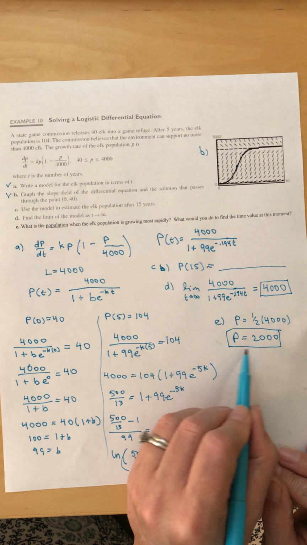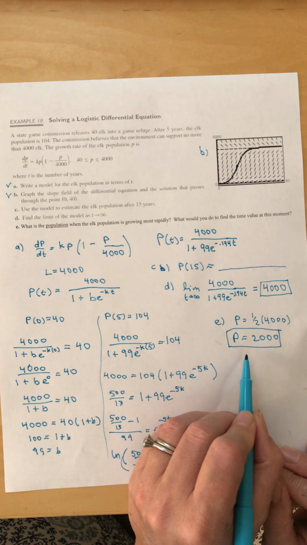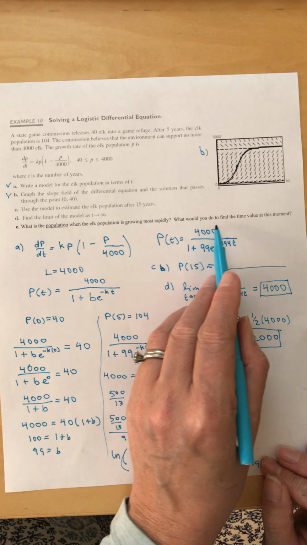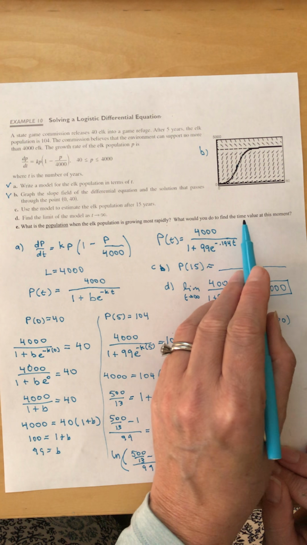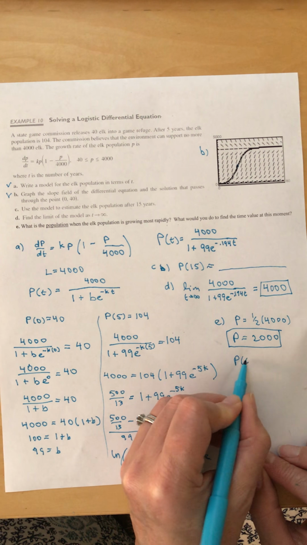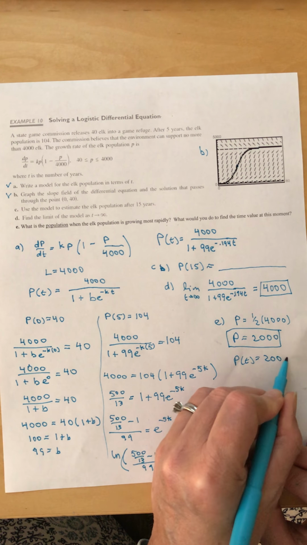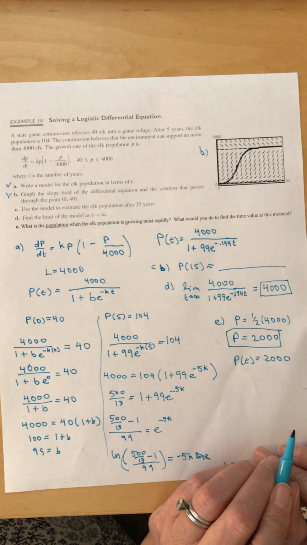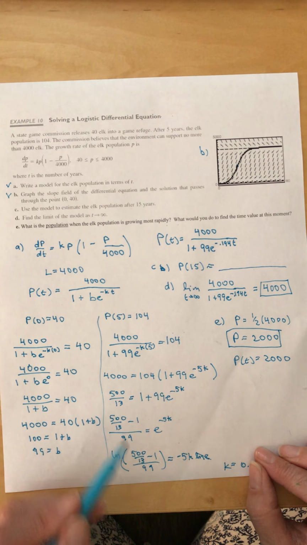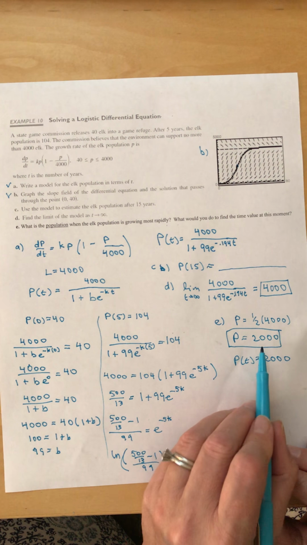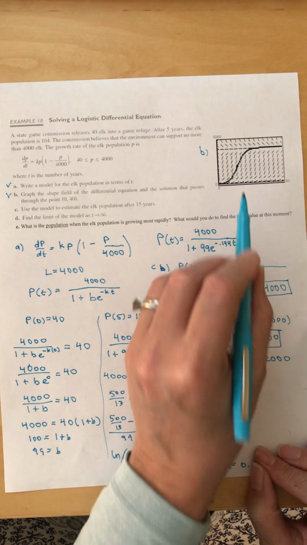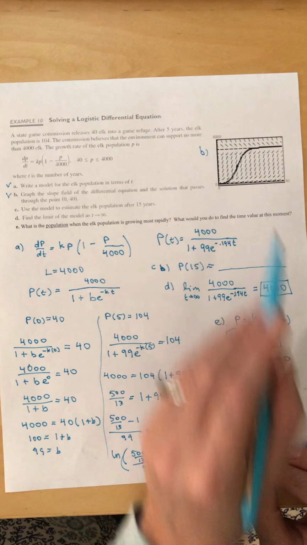Now normally you're asked to find the time value in this situation, but I just thought that it was enough in this video to just find the population. But what would you do if you needed to find the time value at this moment? You would just take your P of t function and set it equal to 2,000 and then solve for the time value. So you know how to do that. It would be similar to the work that we just did in this example, and I didn't think it was necessary here. But I did want you to think about the fact that this inflection point is always at half of the carrying capacity.